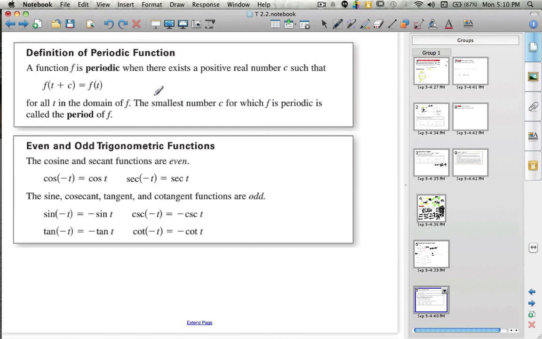The smallest number c is called the period of the function. The period is the point where it repeats. We haven't done this yet, but we're going to. When you talk about a sine function, it does this, and then it does it again, and then it does it again. And this distance is called the period.